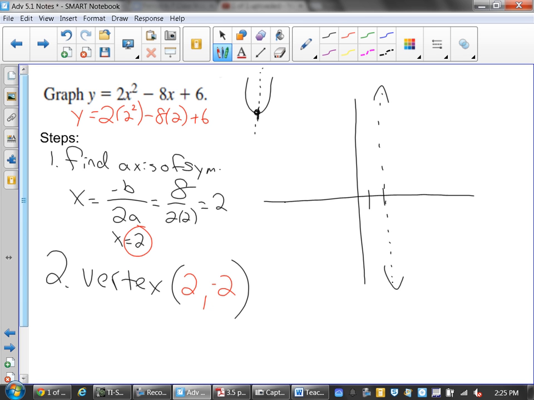Where's the vertex? 2, negative 2. Very fast, isn't it? So I know that my vertex lies at 2, negative 2. I also know that you guys told me that it opens up like a cup. Do I need to find zeros? When I'm plotting these just to get a generic idea of where they're going, all I need to do is pick very easy points. What is an extremely easy value of x to substitute into that? 0. So y equals... Correct.